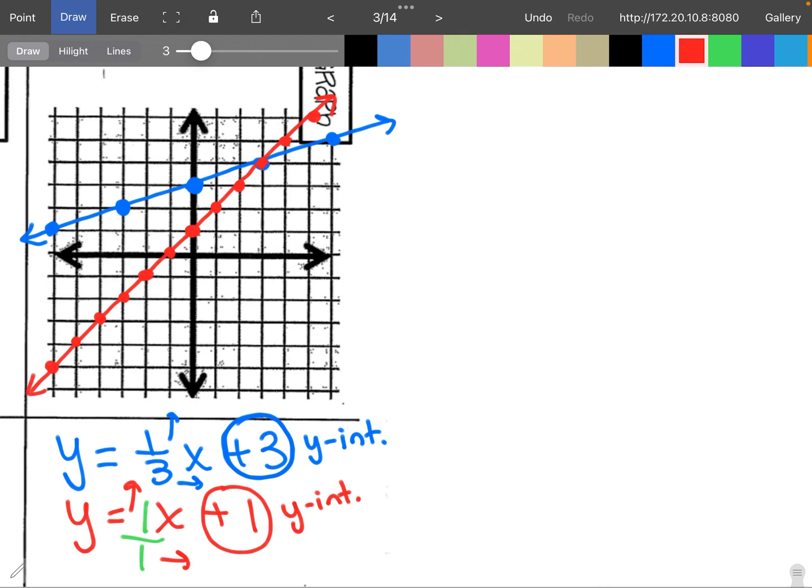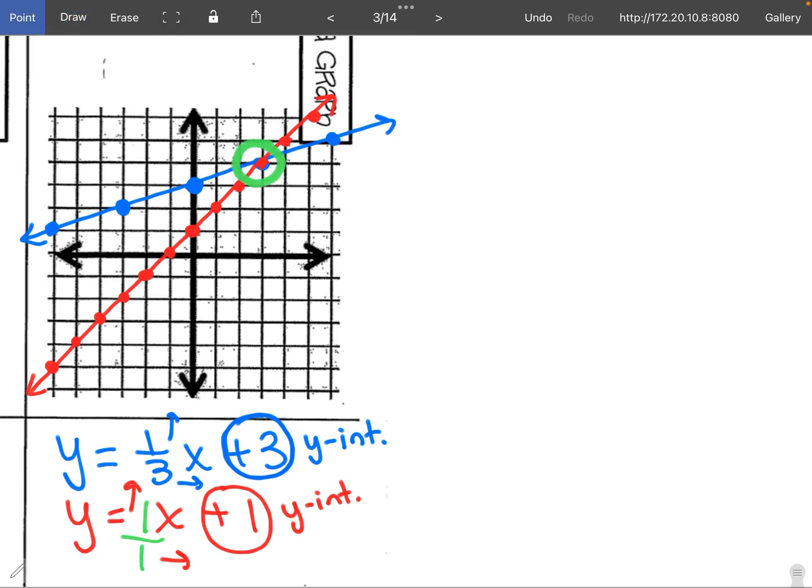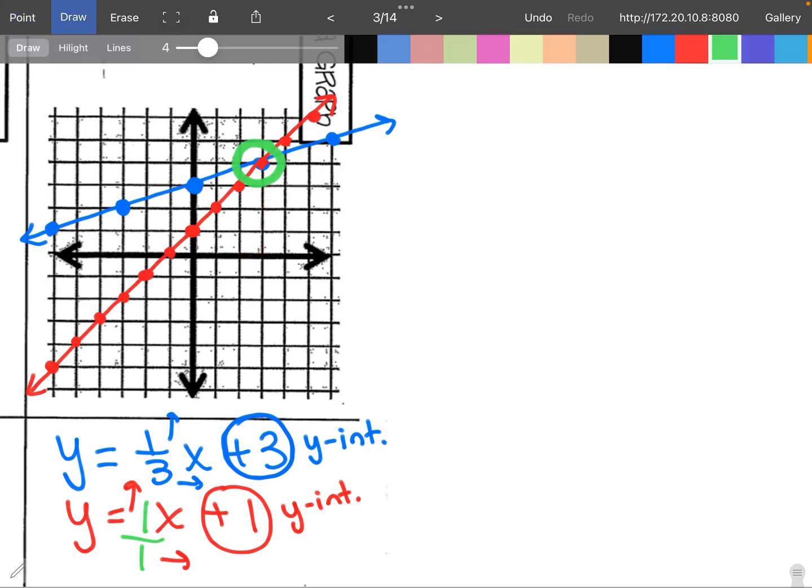If you need to pause this at some point, you can absolutely ask the substitute to pause it so that you can make sure that you catch up. Hopefully you noticed that these intersect right here. And so if we need to figure out what that ordered pair is, remember we start at the origin, and we are going to go on the x-axis 1, 2, 3, and then up 1, 2, 3, 4. So right 3, up 4.